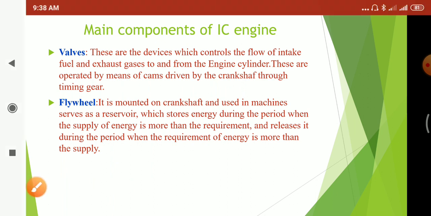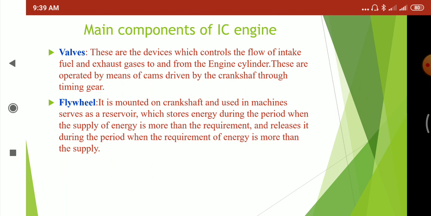flywheel. This is the flywheel. It is mounted on the crankshaft and used in machines as a reservoir, which stores the energy during the period when the supply of energy is more than the requirement, and releases it during the period when the requirement of energy is more than supply.